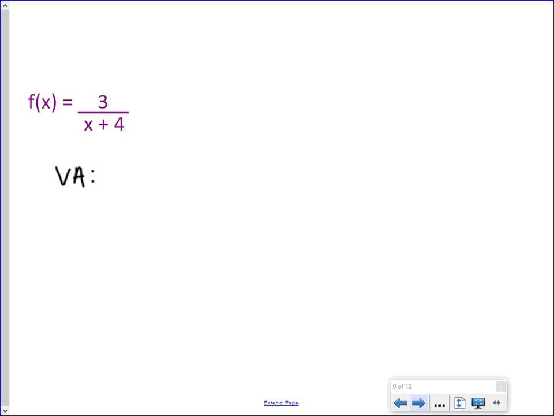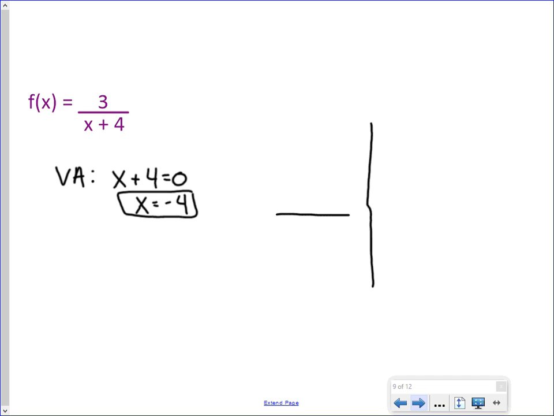Vertical asymptote: values that make the denominator equal 0. So x plus 4 equals 0, x equals negative 4. The asymptote should always be written as equations of lines. I'll go over here to my graph, and then I'll plot that vertical asymptote at x equals negative 4. Cool. Horizontal asymptote.